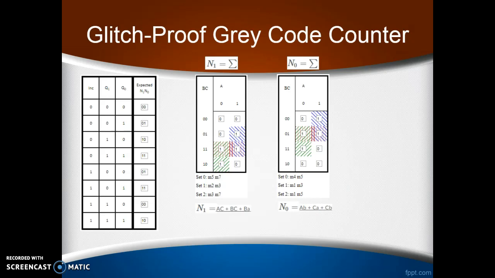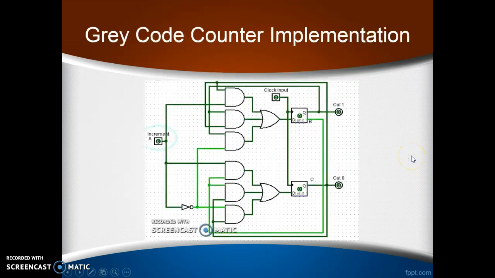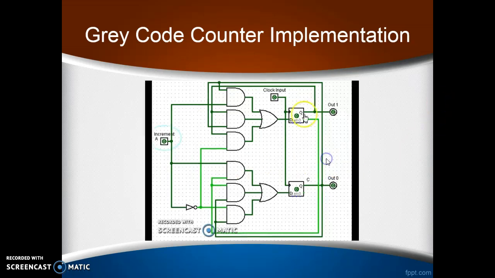Again, we are asked to use glitch-proof, which means hazard-free. So once we find our prime implicants in each of the K-maps, we add a redundant prime implicant, and this helps to eliminate false outputs. So here is the implemented logic of the transition table and the reduced Boolean expressions. We'll cycle through here.